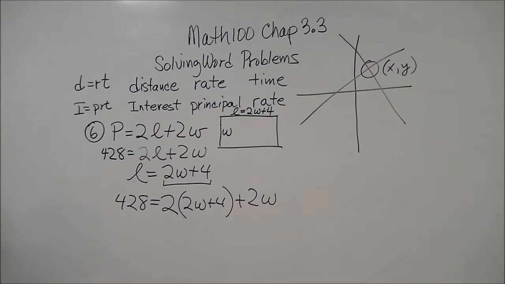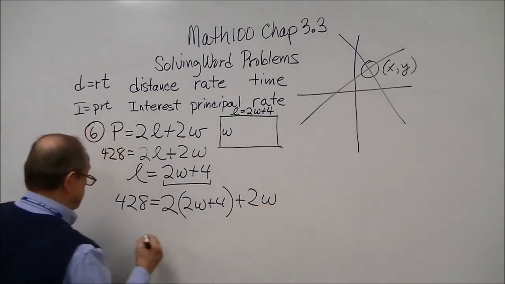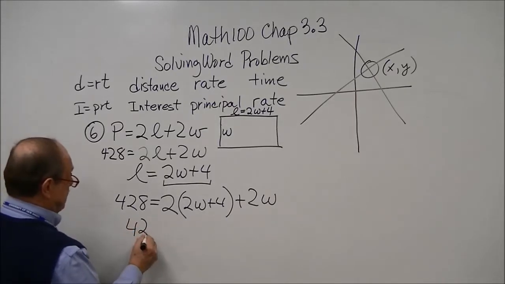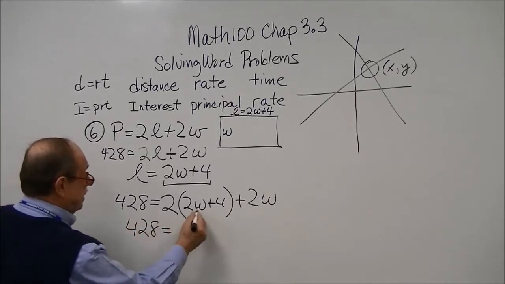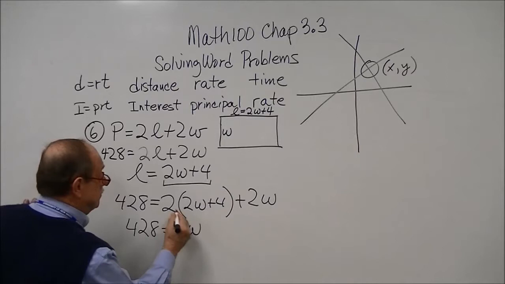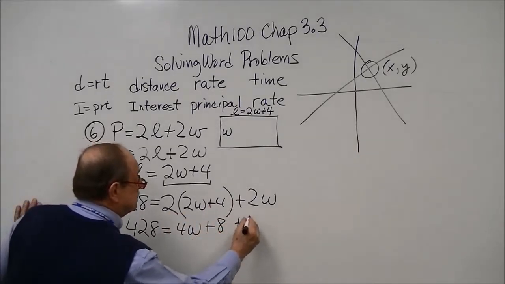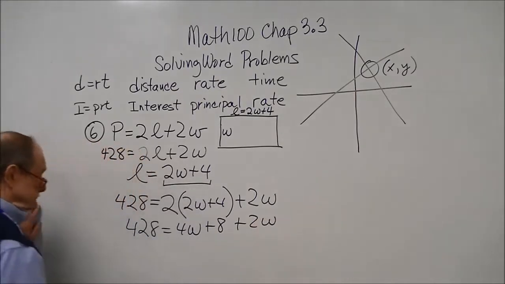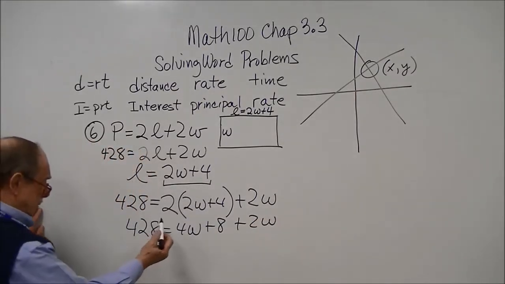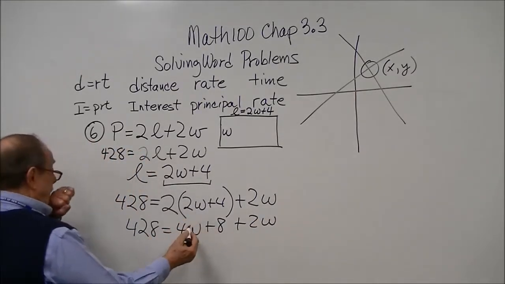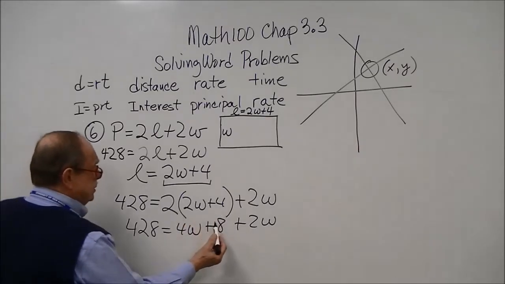So now we're faced with, well, what do we do? Well, we got to get rid of our parentheses. I'll work on this one a little bit with you. 4w plus 8 plus 2w. And then always good to check. Check your work.